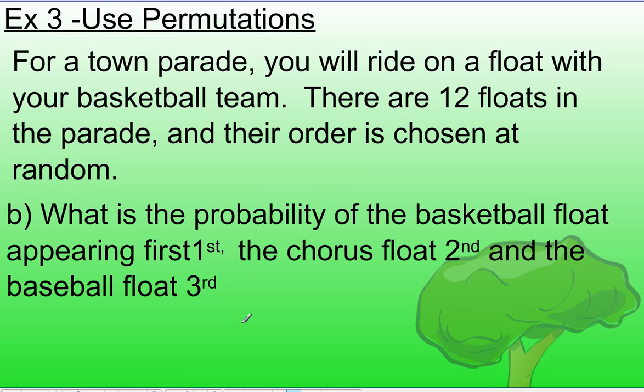Letter B. What is the probability that the basketball float comes in first, chorus float comes in second, and the baseball float comes in third? So now we're picking 3 floats. So we've got 12. We're picking the first 3. So there's 12 options for the first spot, 11 options for the second, and 10 options for the third.